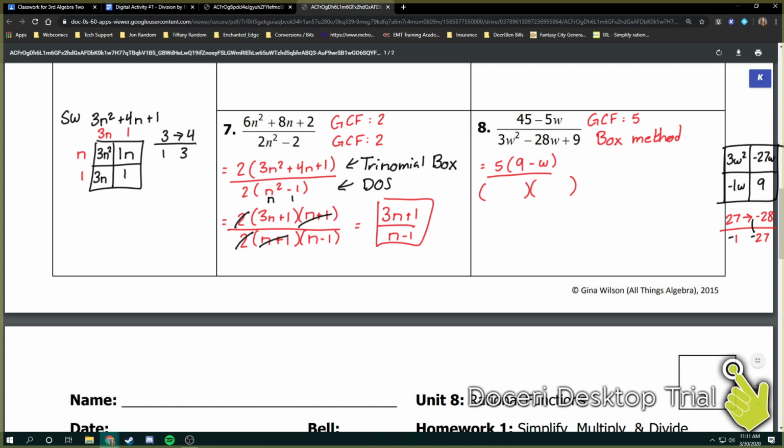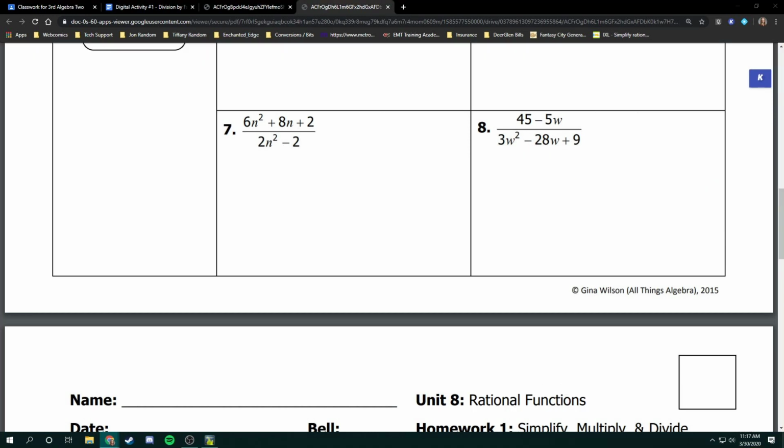Let me find the greatest common factor for each row and column. First column is a w, second column is a negative 9. First row is a 3w, and second row is a negative 1. So I'm going to take that information, go back over to our main problem. Here's that pattern again where they're really close to each other. Make sure I'm doing this right. One second. Just want to make sure I'm doing it right.